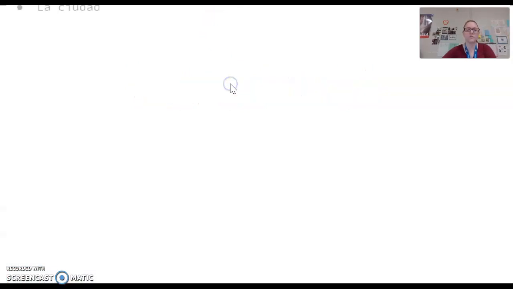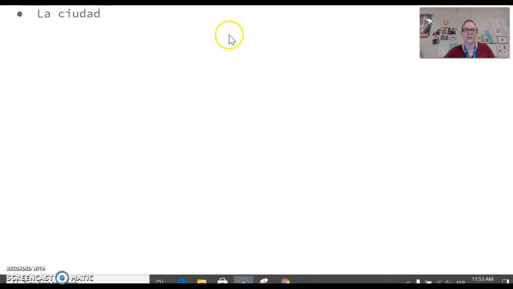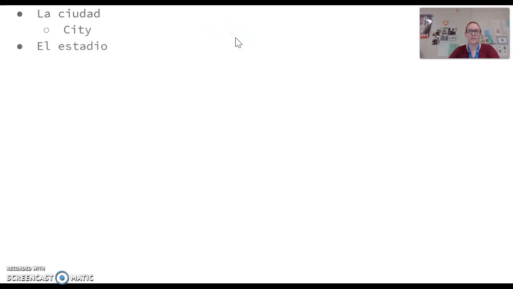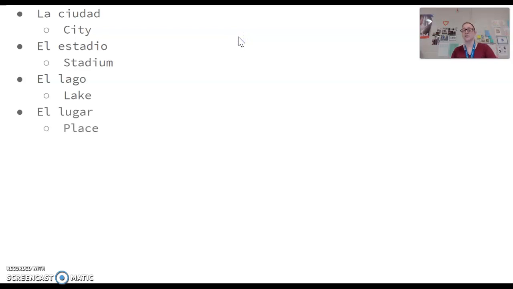All right, so first off, we have la ciudad, which is the city. Next, we have el estadio, stadium. El lago, which is a lake. El lugar, which is just a place. That's the general word for place. So like el estadio es un lugar donde juegan deportes. So a stadium is a place where they play sports.